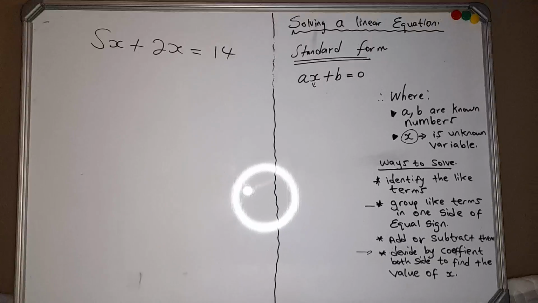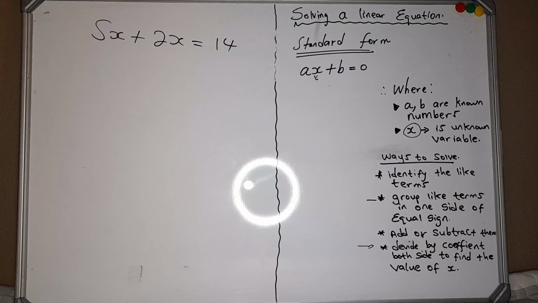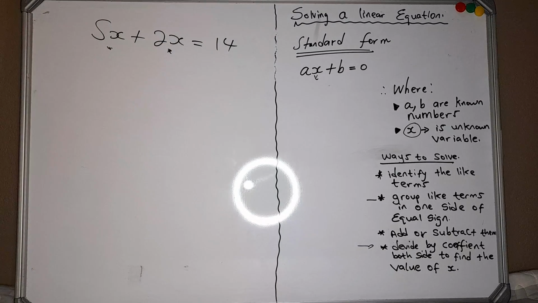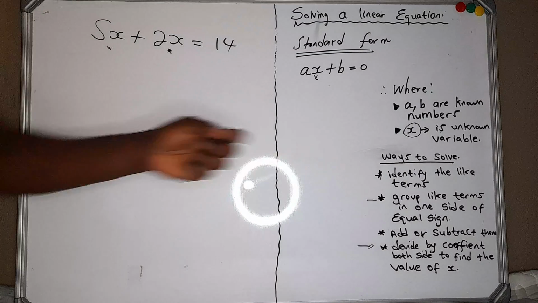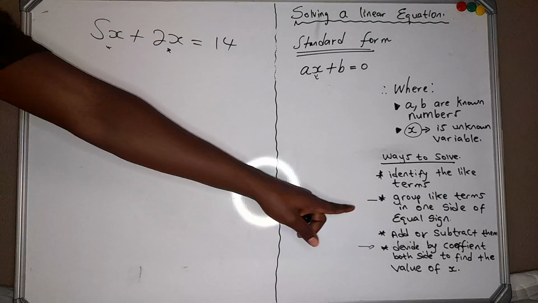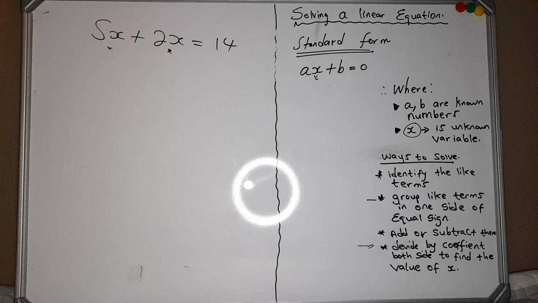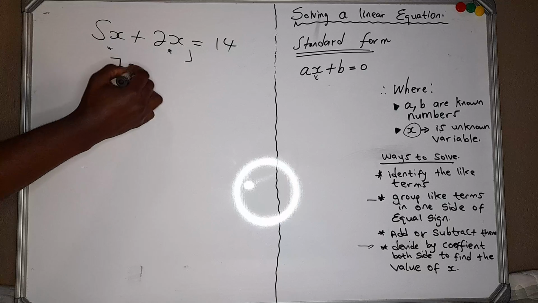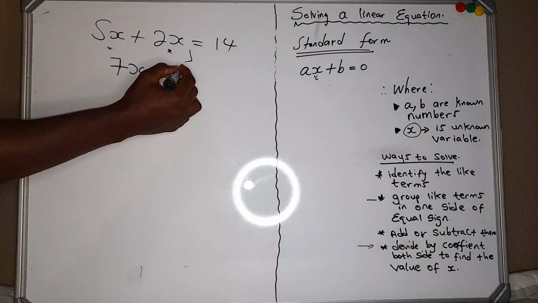We said when you identify the like terms, you must check if the terms are sharing the same characteristics. Same as 5x and 2x, they are sharing the same characteristics. So to find the value of x, you must identify them. After identifying them, you must group the like terms on one side. So on this side of the equal sign, we have 5x plus 2x, which means they are grouped on the same side. So 5x plus 2x is 7x is equal to, on this side of the equal sign, we have 14.